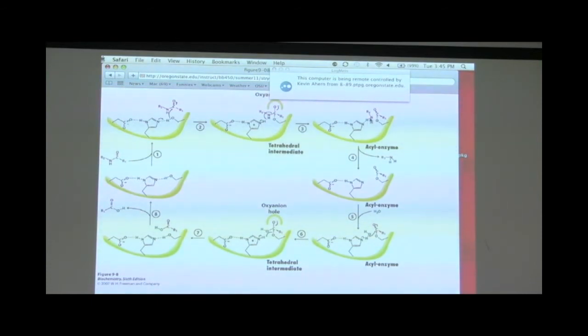Moreover, I notice two things here. One, the carbon is covalently attached to one half of that polypeptide that was there. That's a covalent bond right there.